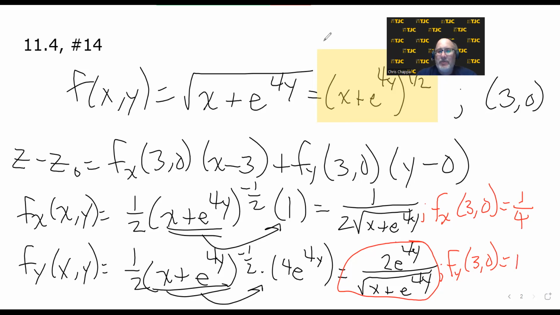All right, so we got everything we need to build our equation except this z0. At some point, we need to actually put 3, 0 in the original function to figure out what the z0 is. But again, this is going to be pretty straightforward because under the square root, we get 3 plus e to the 0, which is 3 plus 1, which is 4, and the square root of 4 is 2. So we got all the pieces we need. The partial with respect to x is 1/4, the partial with respect to y is 1, and the function evaluated at 3, 0 is 2. So 1/4, 1, and 2.